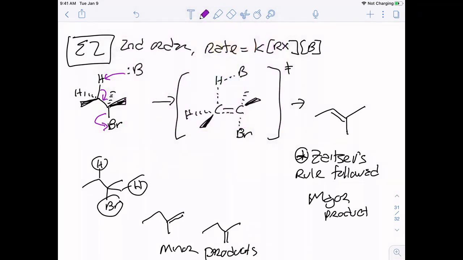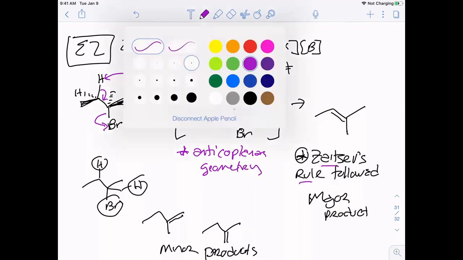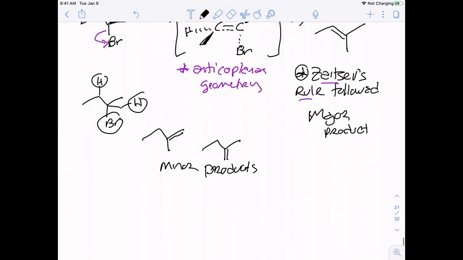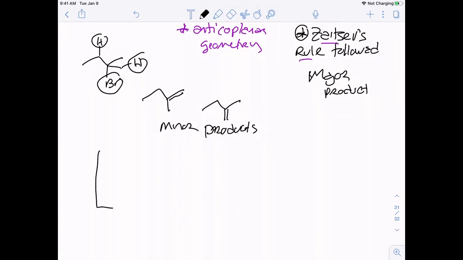So anti-coplanar, anti-periplanar geometry, and then Zaitsev's rule. I didn't draw an energy diagram, right? That energy profile diagram when we did this before, but it would look very similar to our energy diagram for an SN2, right? It just takes place in one step. So we're going to go up to our transition state and then down to our products. So my reactants, my transition state, my product.